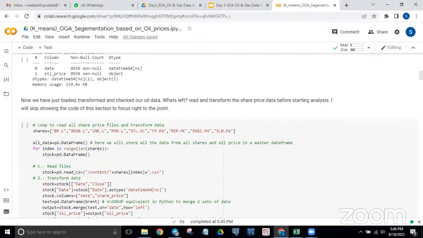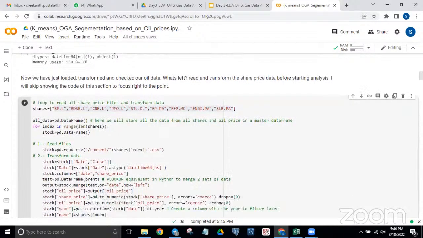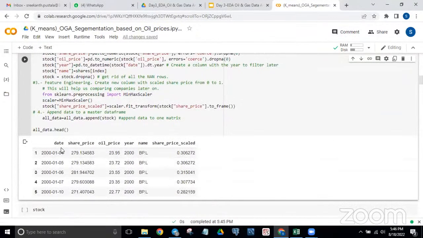In the same way, we have different data sets here. We have taken different data sets, but I want the data to be in this format. So I have taken the date, I have taken the share price, and I have taken the oil price here. So I have converted the data.